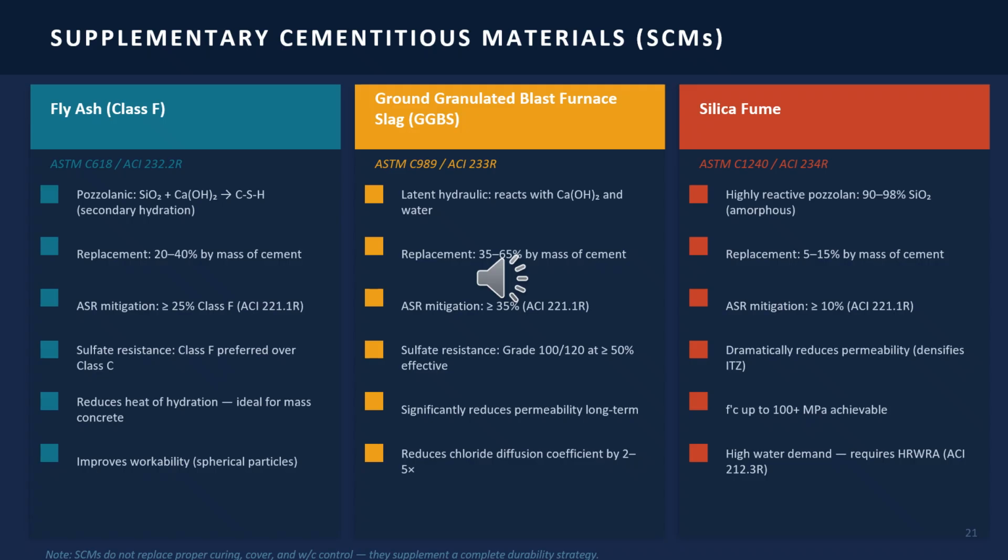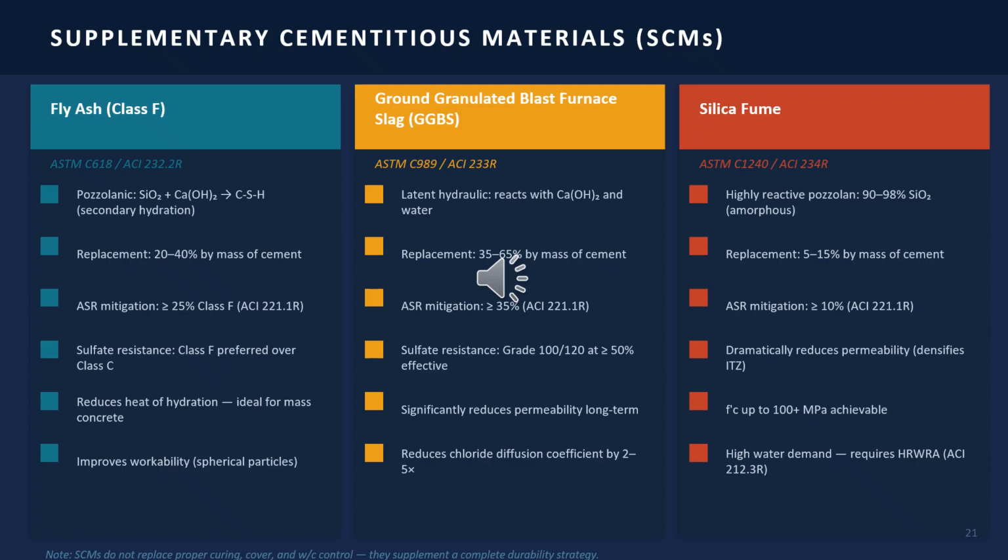Even at 5 to 15% replacement, it fills the capillary pores and dramatically densifies the ITZ. Remember, ITZ is the interfacial transition zone, which is the weakest link in the cement matrix. So it reduces permeability to levels where even the rapid chloride permeability test registers in the very low or negligible category, I mean below 1000 coulombs.